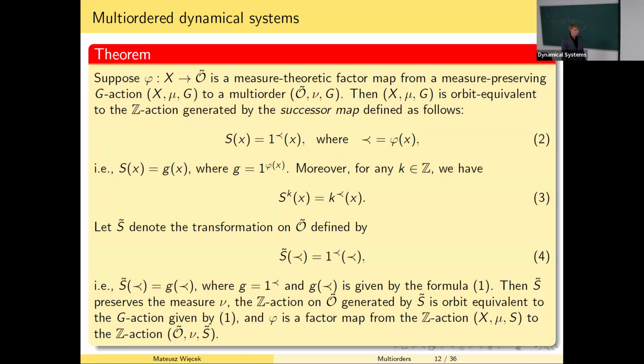Just to check if I understood the notation correctly. So with this notation, zero would be just the unit of the group. Yes. Okay. Yes.